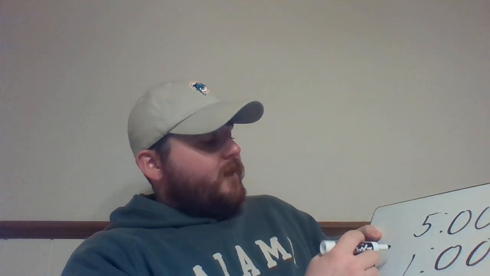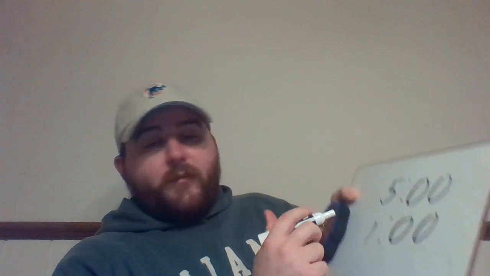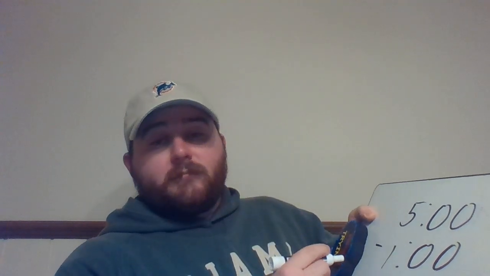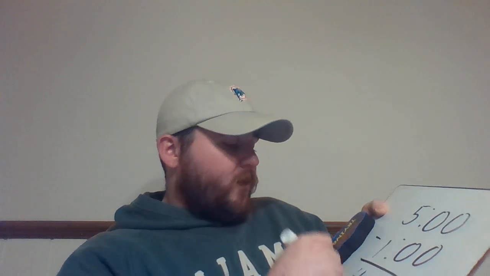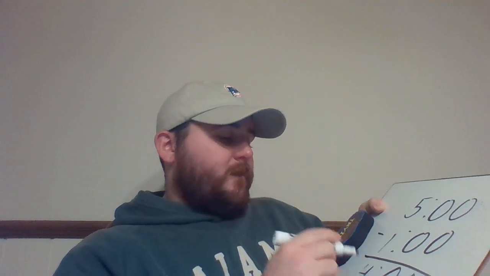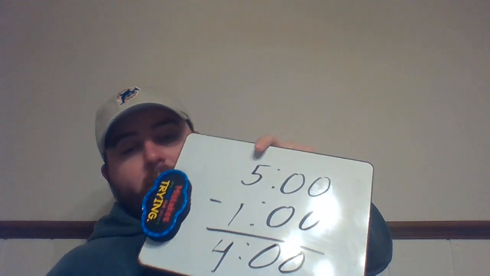The 5 and 1. The reason I put the 1 on the bottom is because we're going to subtract. It's going to tell me how many hours I needed. So 5 minus 1 is going to equal 4, and obviously our zeros behind there. So that's 4 hours. So I know it takes me 4 hours.